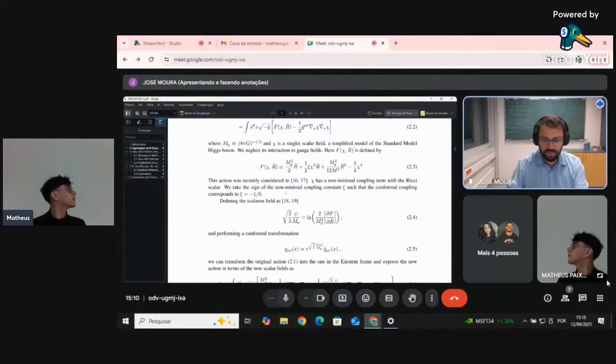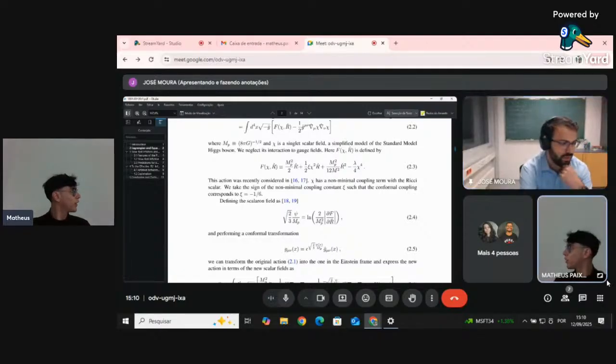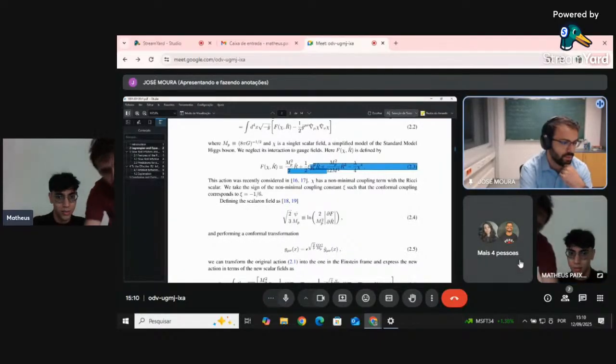Usually you have all these terms. Here, people try to investigate. They have the Ricci scalar term, which is the Einstein-Hilbert action term, and then you have this scalar field coupling non-minimal.